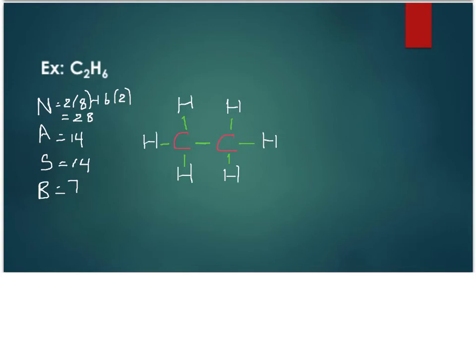Now count. How many electrons are on each hydrogen? 2, 4, 2, 2, 2, 2, 2. Each carbon, 2, 4, 6, 8. Now, didn't we say that each carbon needs to have how many bonds around it? 4. 1, 2, 3, 4. Agreed?